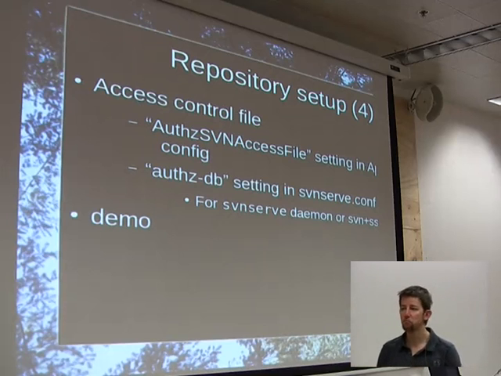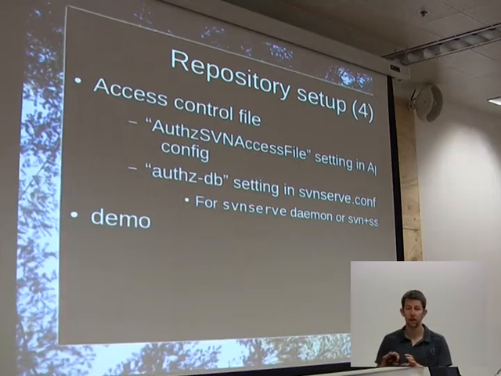This is a fairly simple file that contains paths. It contains group specifications, and it says on those paths which groups are allowed to read and or write to them, which means you can block off entire chunks of your repository so that people can't even check them out at all.